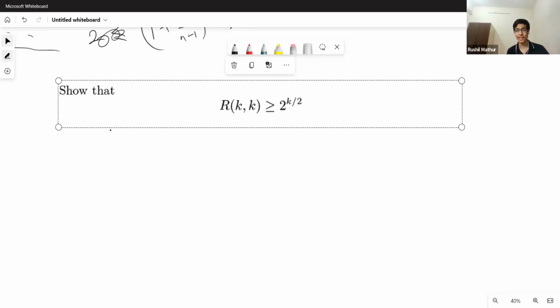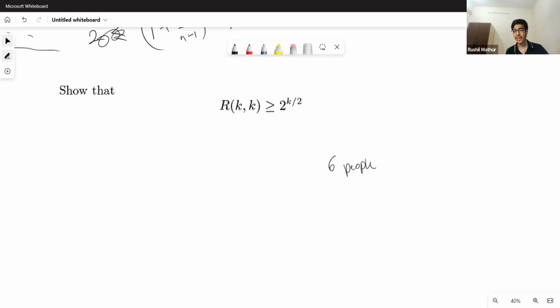Essentially, you might have seen this question before. There are six people, and each pair of them are either friends or enemies. Show that there is a monochromatic triangle. So there are three people who are either all friends or all enemies. That is, I think, a fairly well-known question. Yeah, I will define Ramsey and all.